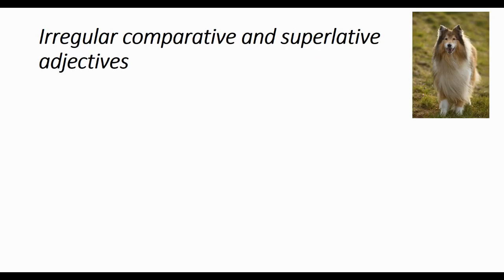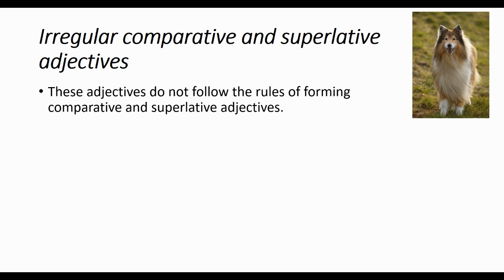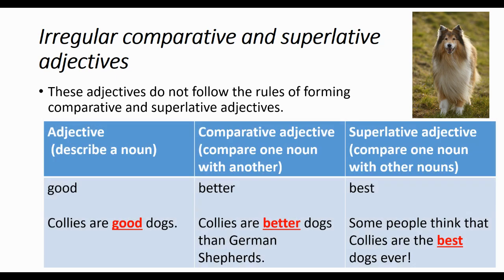Now, there are irregular comparative and superlative adjectives that do not follow the rules that I have mentioned earlier in this presentation. Okay, so what is one example of an irregular comparative and superlative adjective? I have good, better, and best. Again, the base adjective is just to describe a noun. I don't want to compare anything. So I'm going to use collies as a type of dog as an example to form my three sentences here.